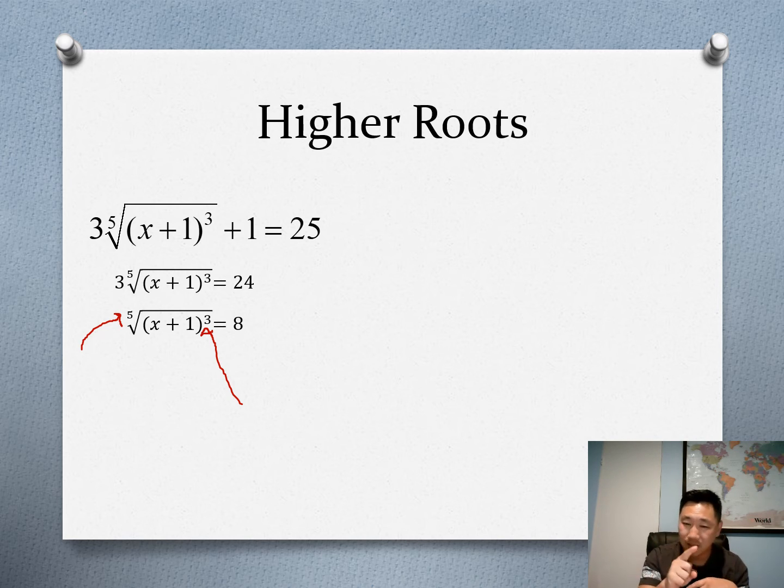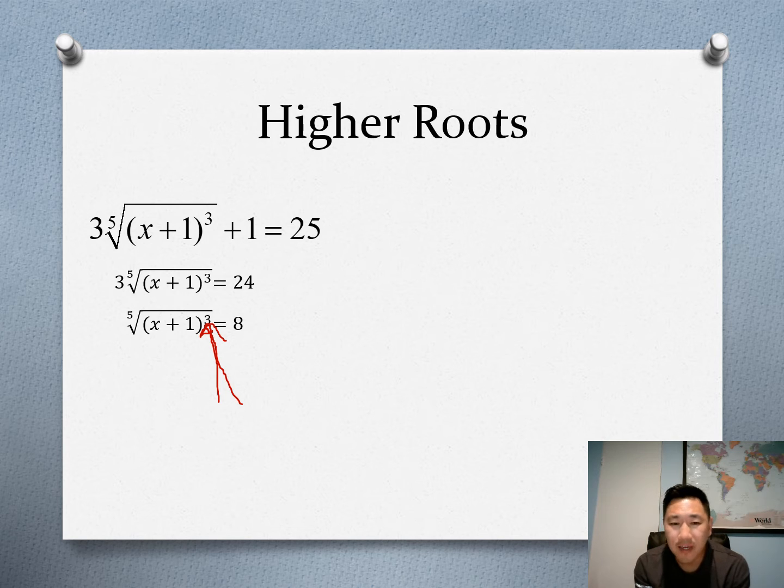You can get rid of that little 5th root first, or you can get rid of the 3rd power first. It is your choice. But in general, it is going to be easier if you get rid of the power first, if you get rid of this little 3 first, just because it'll produce smaller numbers. All right, so how do you get rid of a 3rd power?